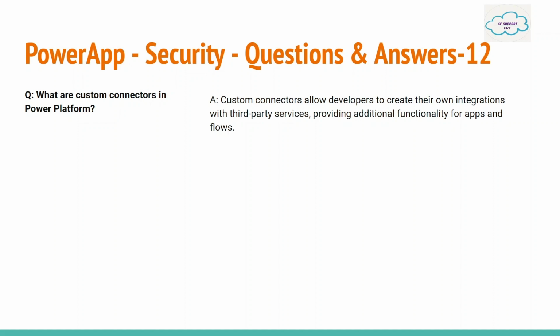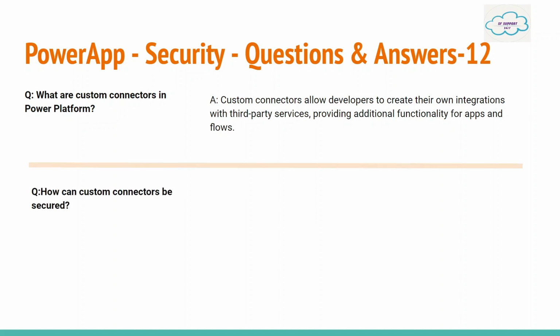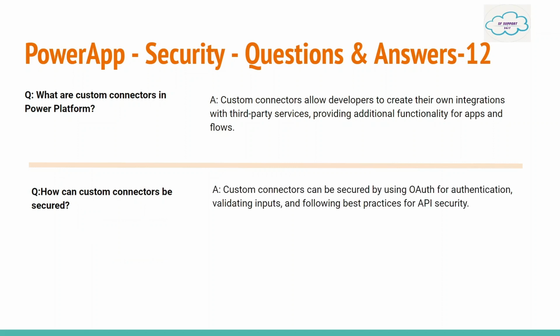A custom connector allows developers to create their own integration with third-party services, providing additional functionality. Power Platform comes with standard connectors and premium connectors. So in some situations, if you want to access a third-party application through API without any connectors, you can develop a custom connector. Next question: how can custom connectors be secured?